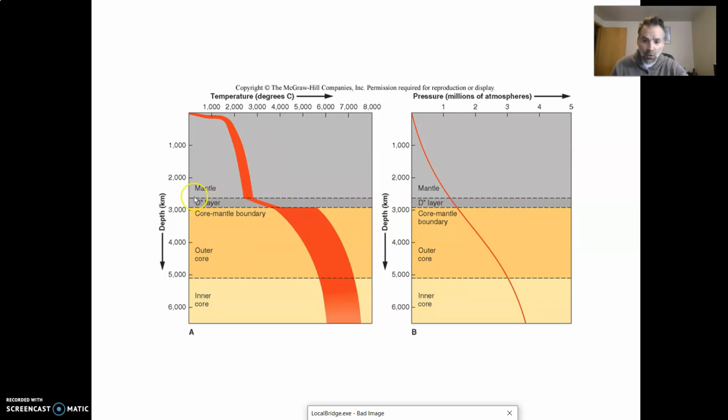You can see it's broken up. Here's the mantle-core boundary, here's the outer core, which is liquid, and then you have your inner core. As you increase depth, you increase in temperature. As you come into the outer core, it's most likely more dense, and your pressure is increasing, almost to 3 million times atmospheric pressure here.